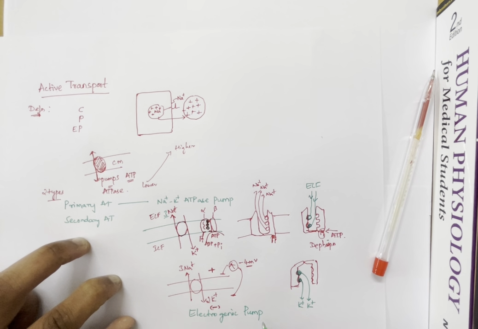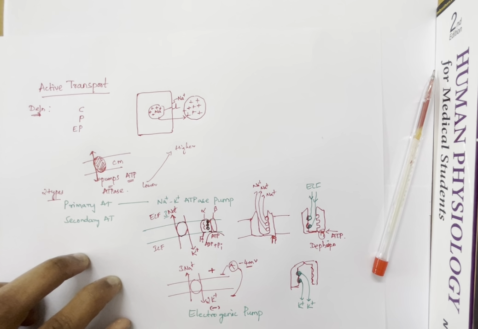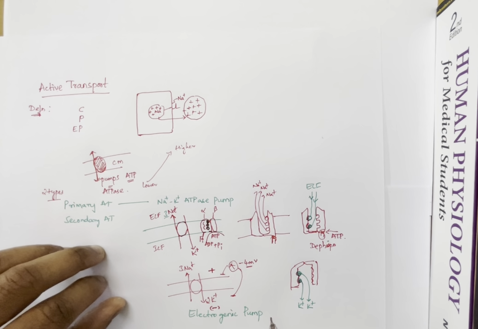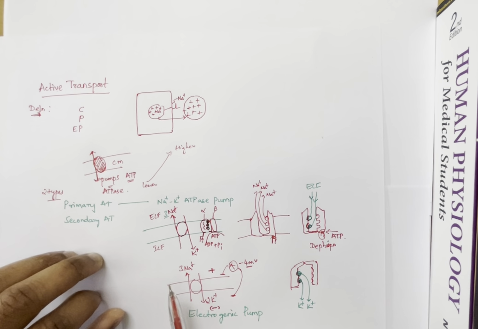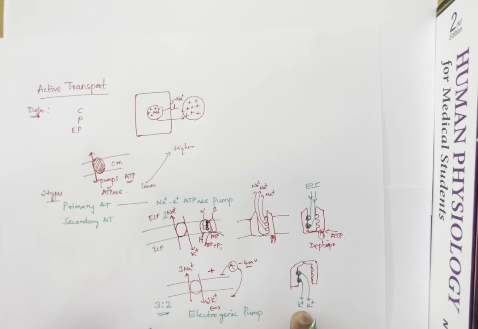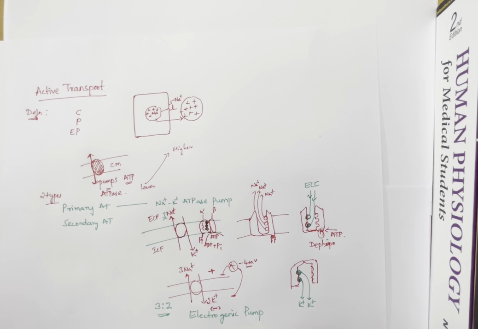How much potential difference is created by this sodium potassium ATPase pump? It is around minus 4 millivolt across the cell membrane, with negative inside and positive outside. Minus 4 millivolt potential difference is created because of pumping of sodium and potassium ions in the ratio of 3:2. If it was 3:3, there wouldn't be any creation of potential difference. That is why sodium potassium ATPase pump is also called electrogenic pump.